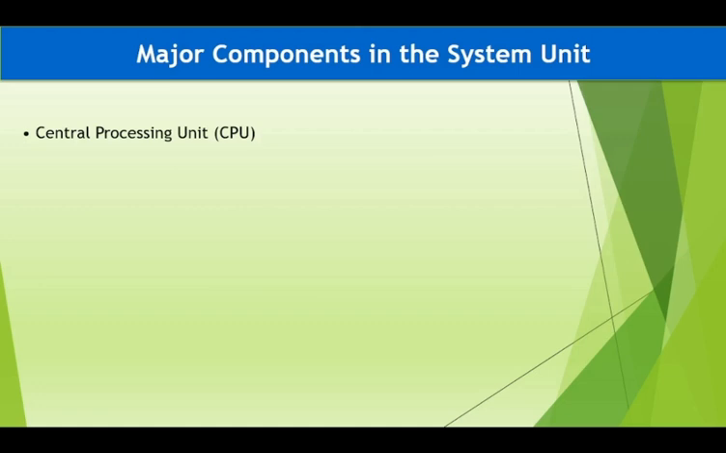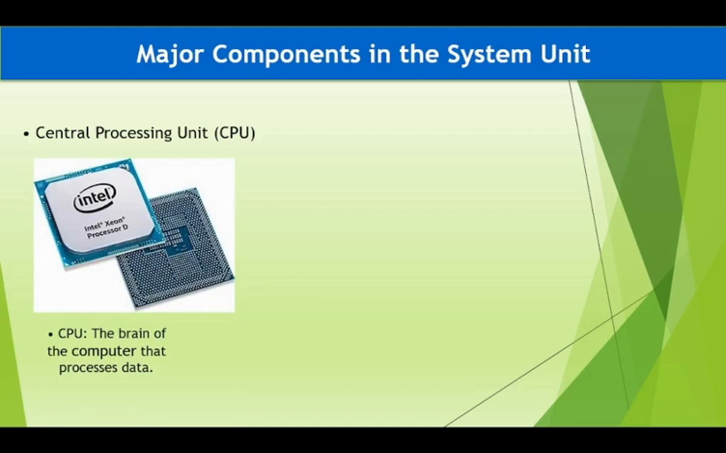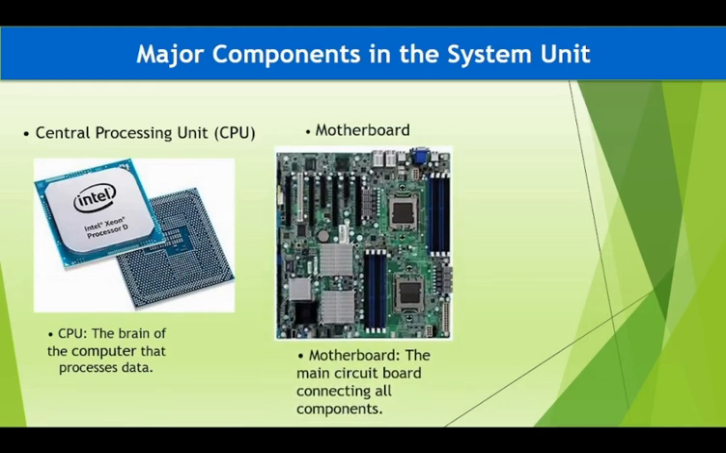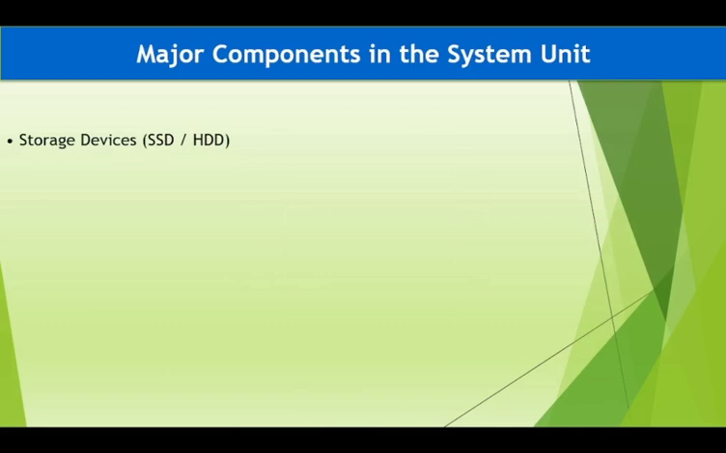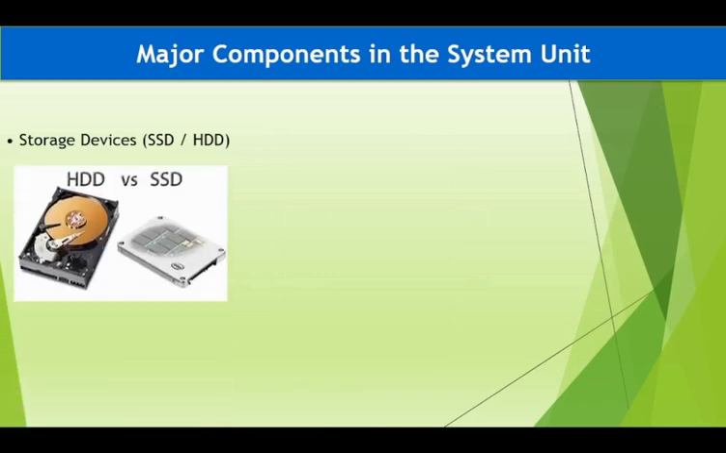What are the major components in the system unit? The first major component is the CPU. It is the brain of the computer that processes data. The next is the motherboard. It is the main circuit board connecting all components. The random access memory, or RAM for short. It is a temporary memory for running programs. The storage devices, which is the SSD or the HDD. It is a permanent memory for all files and data.